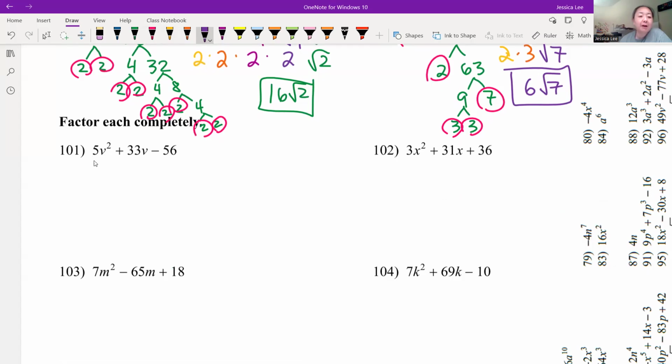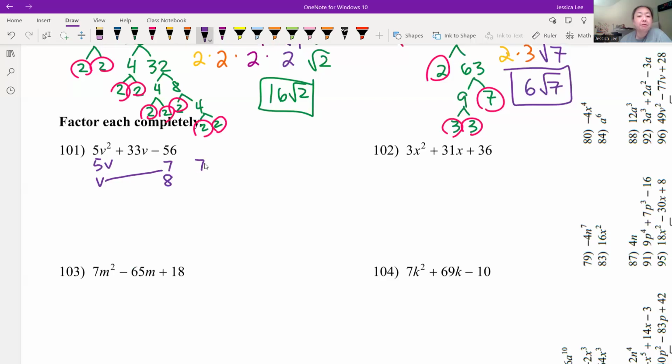So again, how do we get 5v squared? We're just going to go 5v times v. Two numbers that multiply to 56: 7 and 8. Let's put 7 on the top, 8 on the bottom. Well, let's find out if it works.